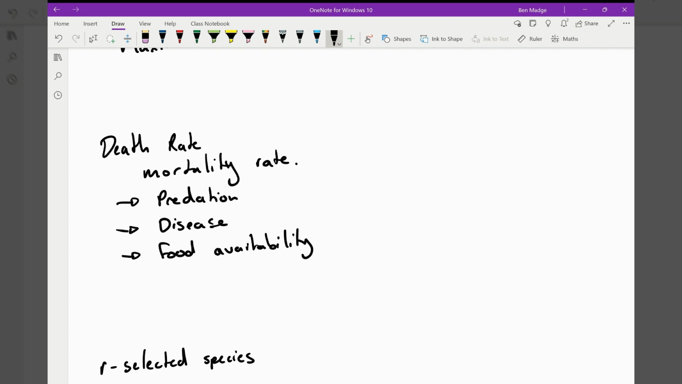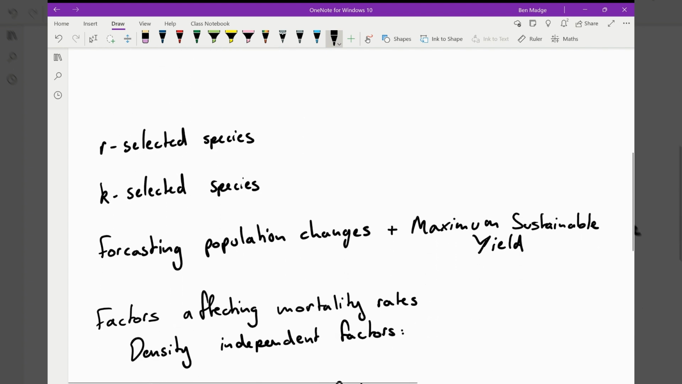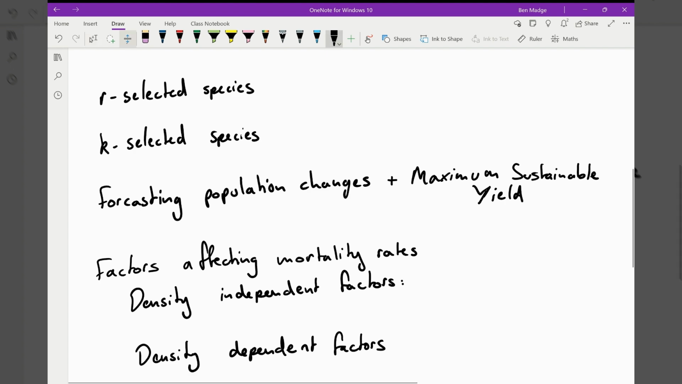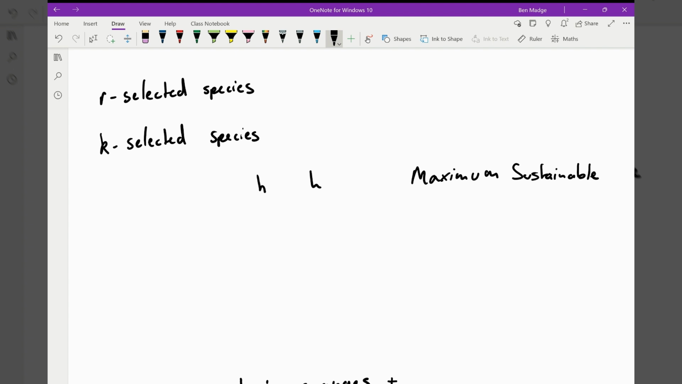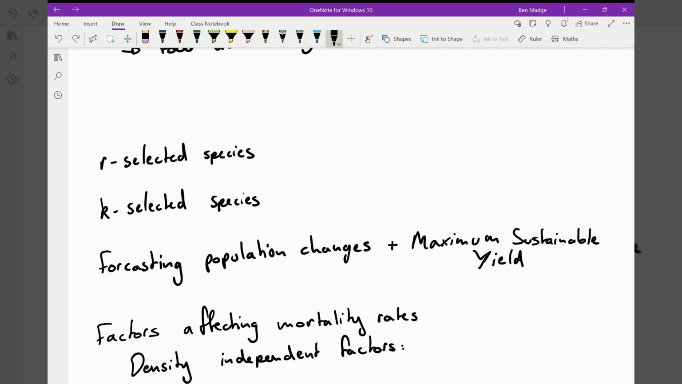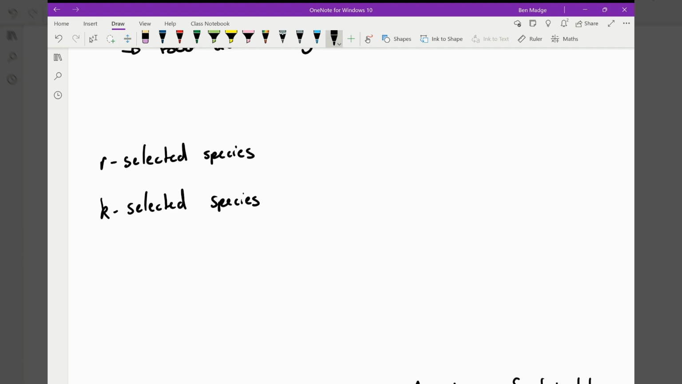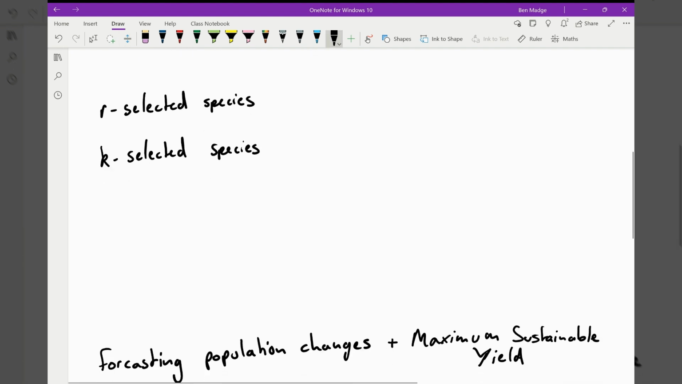So in response to that, you have these two different species. Let's just move that down a bit better this time. So I get it all. There we go. These two species, R-selected and K-selected species, are different approaches to dealing with birth and death rates.